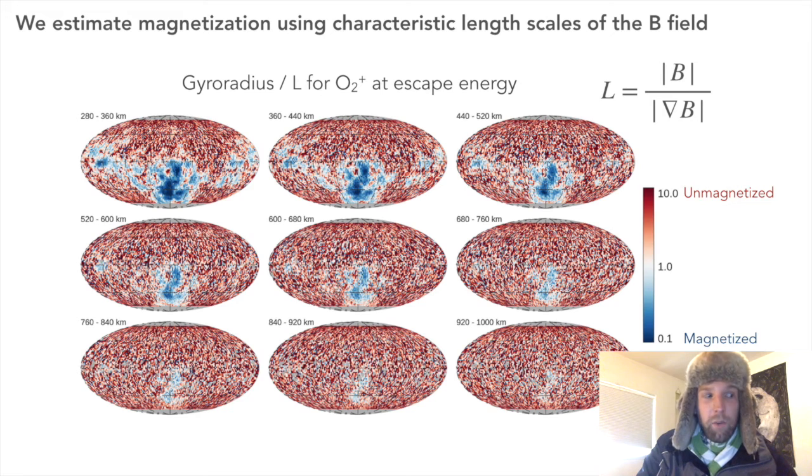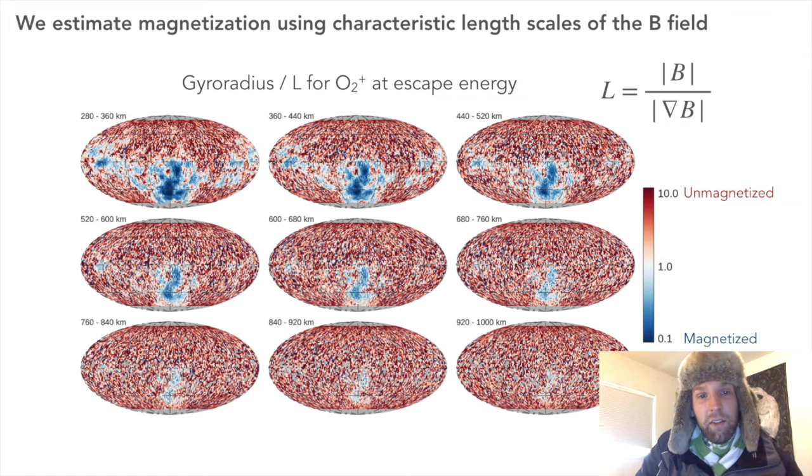So we analyzed how magnetized ions are. To calculate this, we use magnetic field data measured by MAVEN, and we calculate first the gyro radius of an ion at the energies we're measuring, and second the characteristic length scale of the local magnetic field.